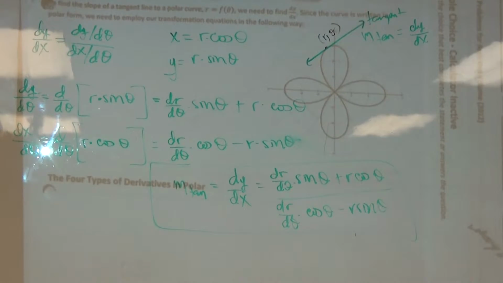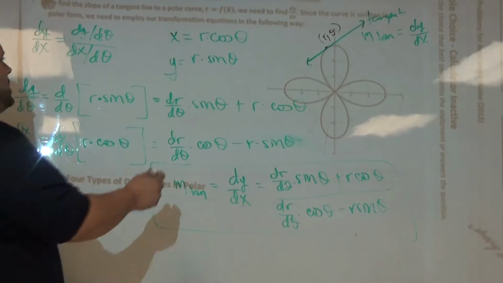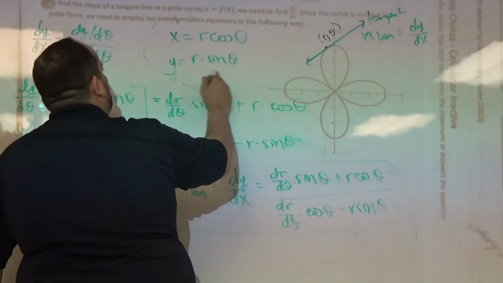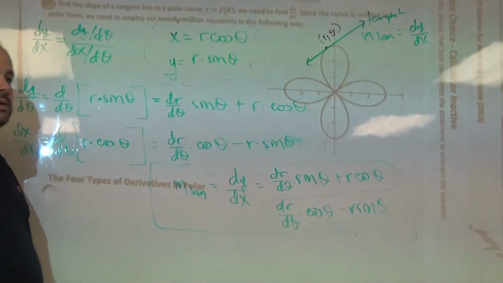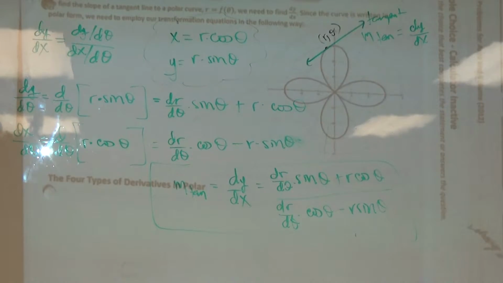We're good? Okay, now, here's the thing. Some of this just has to get memorized. Some of this, if you understand it, you don't have to bother memorizing. Here are the things that I think really are important to memorize. You have to know the transformation equations x equals r cosine theta and y equals r sine theta.